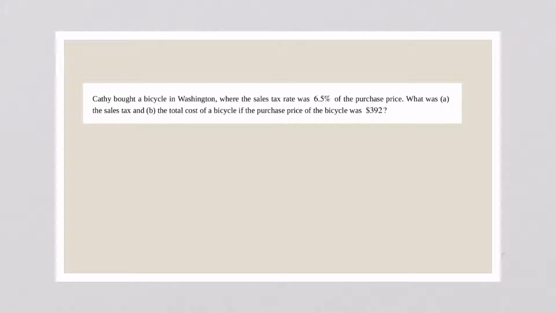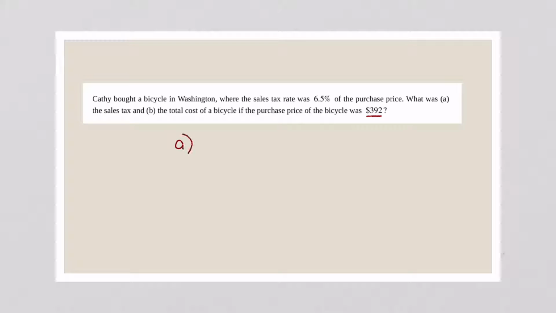So if Kathy bought a bicycle in Washington where the sales tax rate was 6.5%, clearly this is an old problem, what was A, the sales tax, and B, the total cost of the bicycle if the purchase price of the bicycle was $392? Now, what you have to realize here is that if you don't know the purchase price, then you can't figure out what the sales tax is. So luckily we have that piece of information.